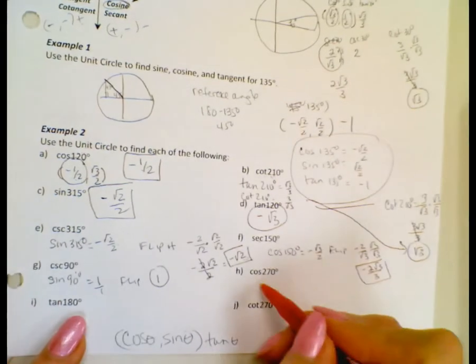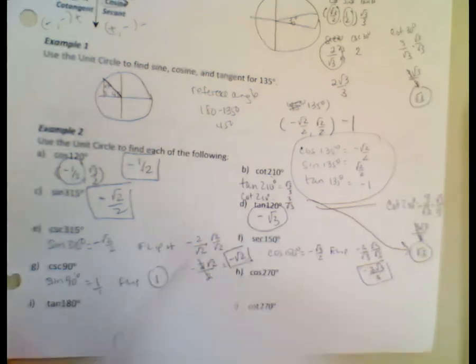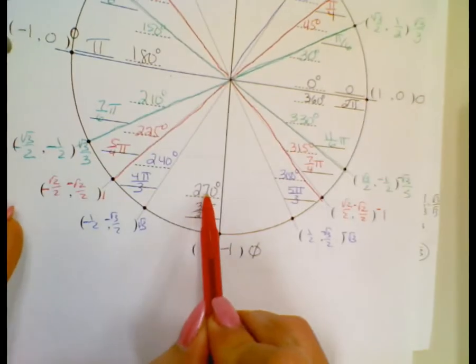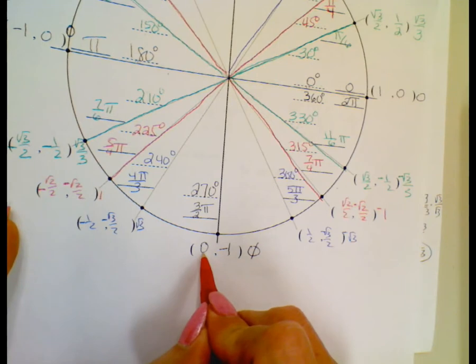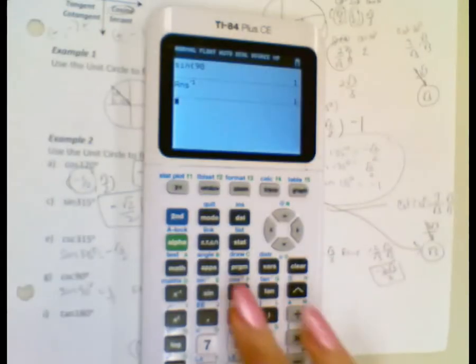I'm switching to red. Cosine of 270. That is not a flip. That is an actual ordered pair. So cosine of 270. Here's 270. The cosine is the first one. It is 0. Your calculator will give you that. That's cosine of 270.